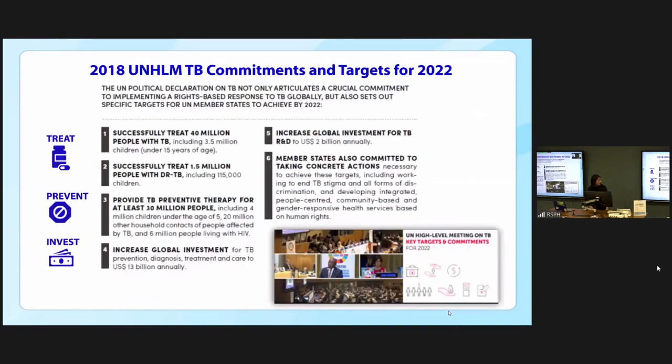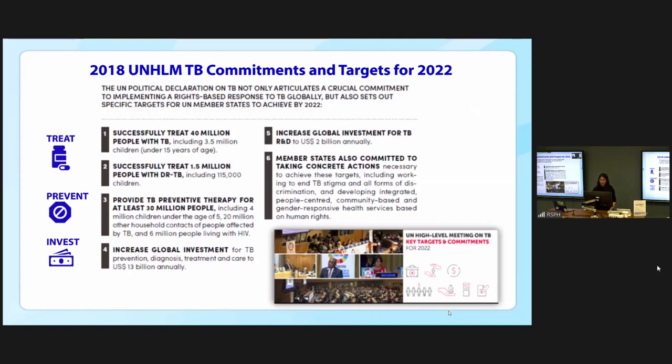Broadly speaking, the TB commitments and targets for 2022 cover 3 areas: treatment, prevention, and investment. For treatment, really looking at successful treatment of people with TB and drug-resistant TB, including children. For prevention, advancing TPT, which is prevention therapy for at least 30 million people, including children and those with key comorbid conditions like HIV. And then increasing global investment as it relates to diagnosis, prevention, treatment, but also R&D.